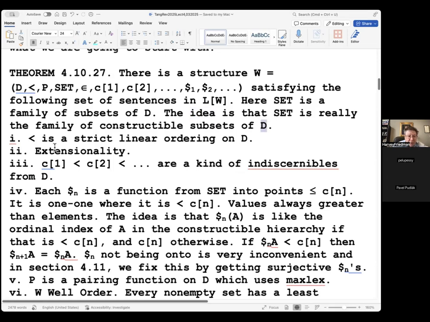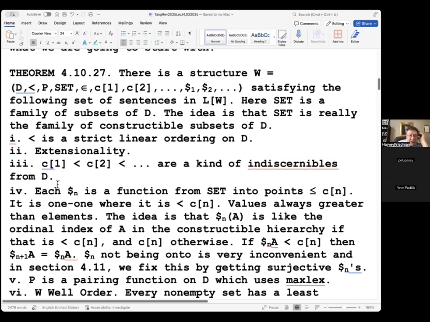So you know what's going on here. Less than is a strict linear ordering on D. And remember, we were agonizing over the fact that for a long time in this reversal, the domain is densely ordered. We're way past that in section 10. It's internally well-founded, as discussed down here, W well order. Okay, extensionality for the sets. The C's are strictly increasing, and they're kind of indiscernibles from D, explained lower down.